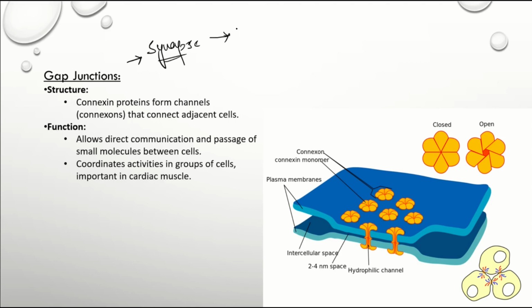So have you ever wondered why we say the synapse is a space? Because, for example, this is the axon of a cell and this is the dendrite of a cell, right? It is the dendrite of a cell.